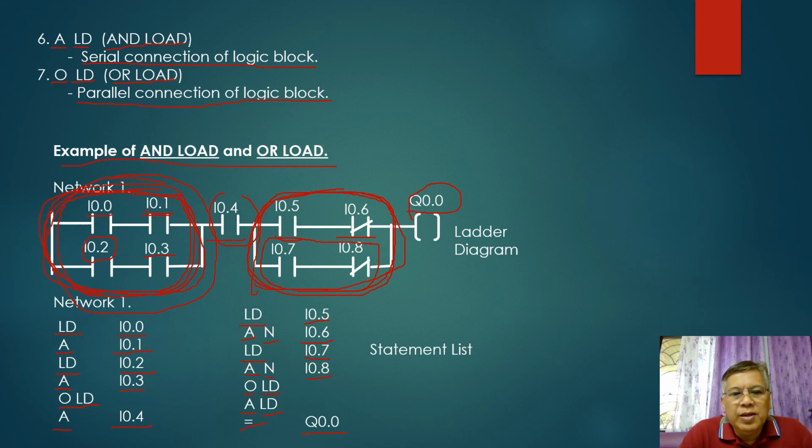Now, our example has only one network. So if you have two or more networks, that means that every network should have a statement list representation. If you have two networks, you have two statement lists, network 1 and network 2. If you have three networks, you have network 1 with a statement list, network 2 with another statement list, and network 3 with another statement list.